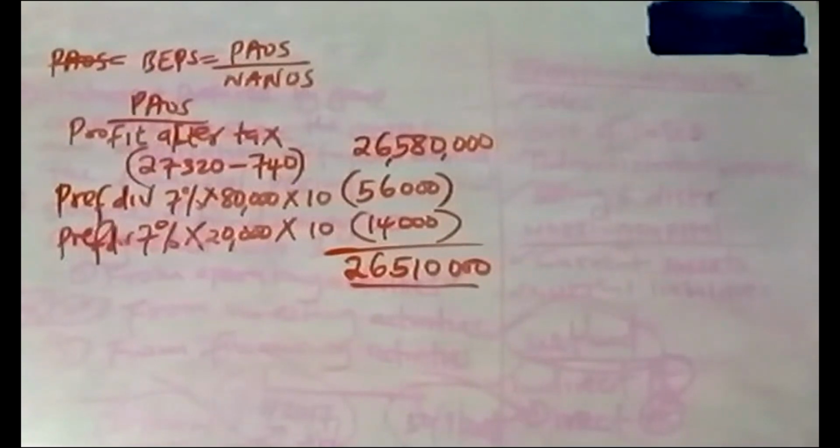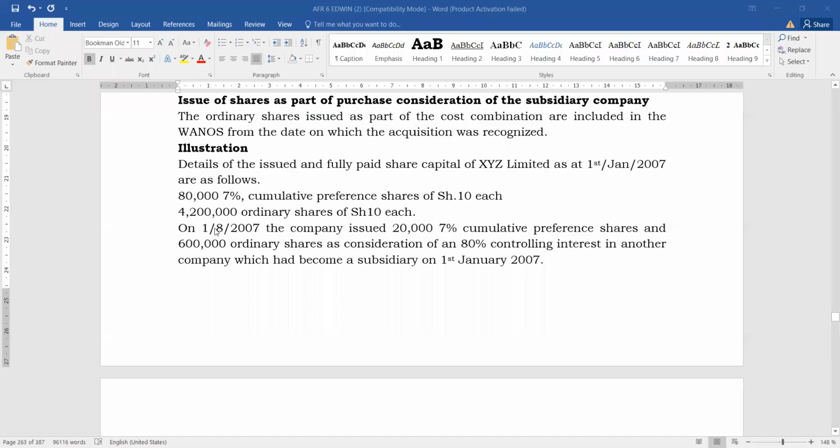Then what about the weighting? So there's something here I would like to clarify, because this is the first question. Remember that the main purpose of this illustration is the issue of shares as part of purchase consideration. When are you supposed to weigh these shares? Here you have shares which were issued on 1st August. So they issued preference and ordinary.